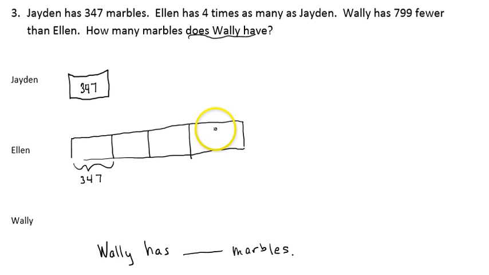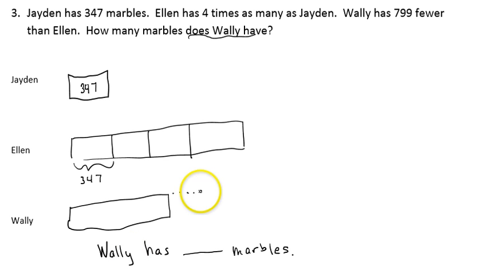Wally has 799 fewer than Ellen. So I don't know how many marbles Wally has, but I do know that he's going to have less than Ellen, so I'm making his tape smaller. And I know that the difference, this empty section, the difference between Wally's tape and Ellen's tape has to be 799. The question mark is, how many marbles does Wally have? So we'll go back up at the top and start plugging in some numbers.